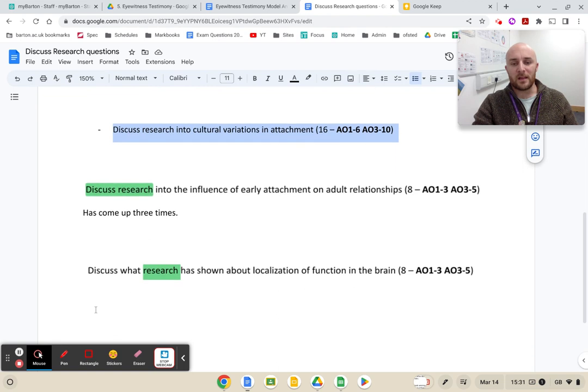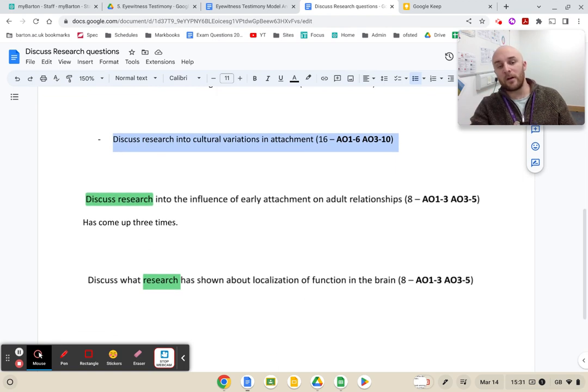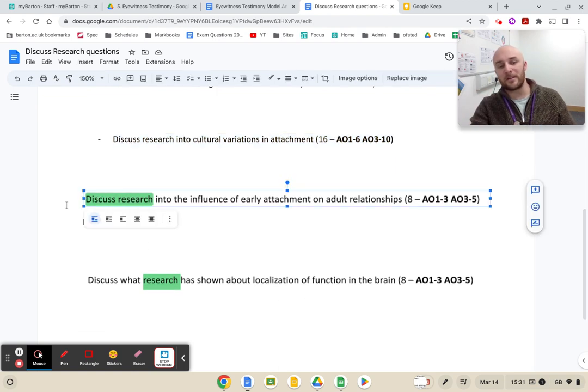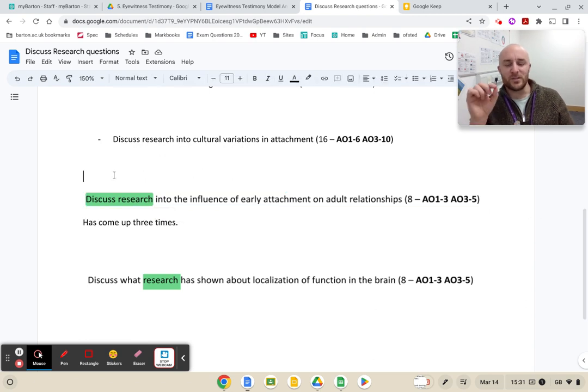Now, a few others that I think might come up quite a lot. This one I'm particularly worried about because I don't think students revise this particularly well. And it has come up 3 times, apparently. I think twice as a 16 marker, once as an 8 marker. Discuss research into the influence of early attachment on adult relationships. So you need to know Hazan and Shaver, but you need to go beyond that as well. You need to go beyond that.